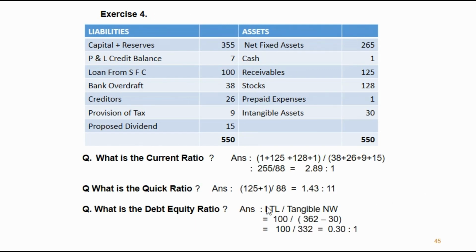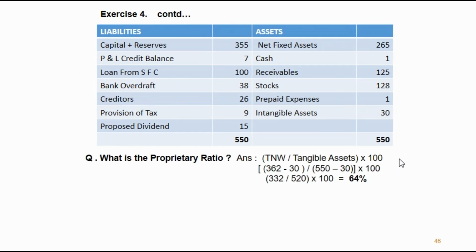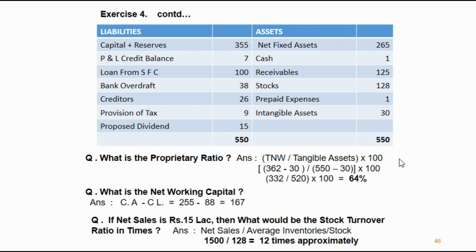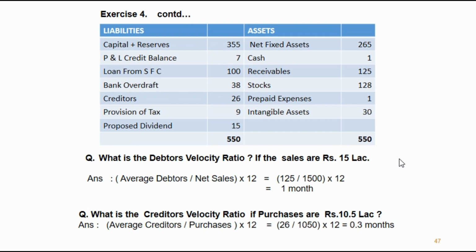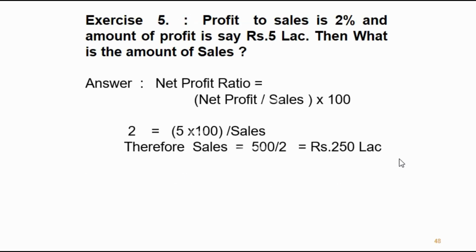Debt equity ratio is long-term loan divided by tangible net worth. Long-term loan is 100. Okay. Tangible net worth is 362 minus 30. Okay. This is something which you can definitely look into. What is propriety ratio? What is the net working capital? Another exercise. Net profit ratio, net profit divided by sales into 100.